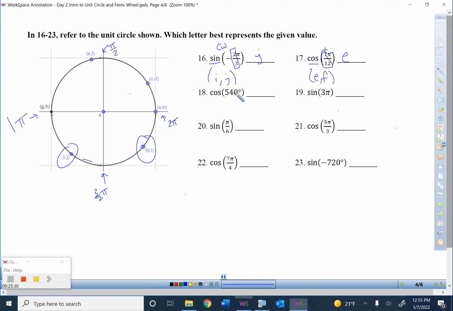All right. 540 degrees, I'm going all the way around. That's at 360. I have to go 180 more to get to 540. So this one is at GH, and the cosine is G. 3 pi happens to be in the same place, okay, because 1 pi, 2 pi, 3 pi, so it's also GH. This time, though, it wants the sine value.